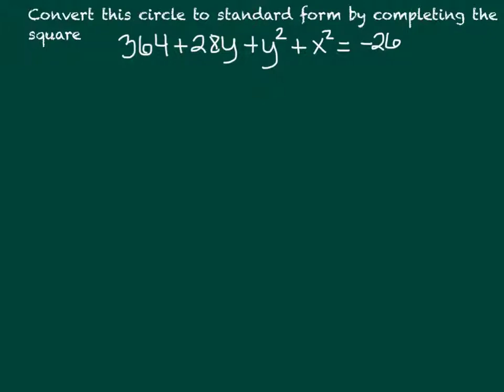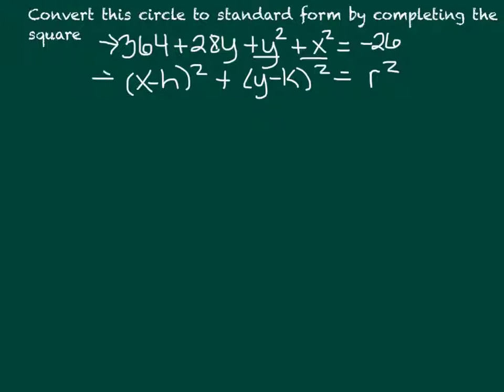All right, last example. We're going to convert this circle to standard form by completing the square. This is the same one we did from earlier. We said, okay, because it's got a y squared and an x squared and they're the same coefficient, that's a circle. And the standard equation of a circle is x minus h all squared plus y minus k all squared equals r squared, which is just a number. So what I need to do is to make this look like this. And it sounds scary at first, but it's not.